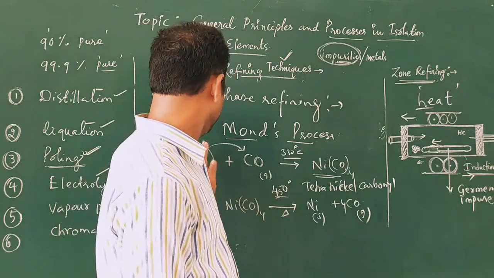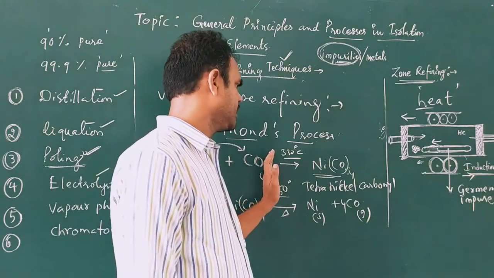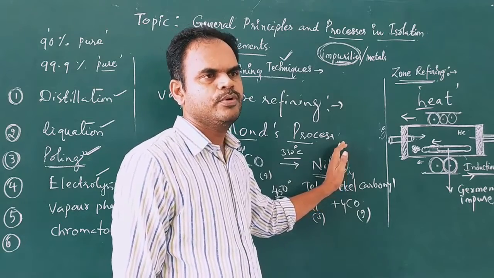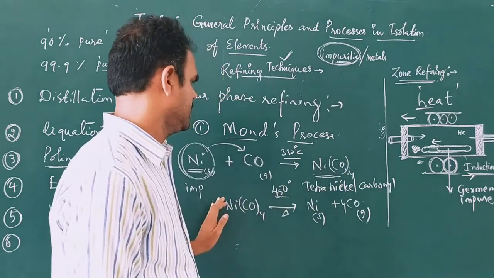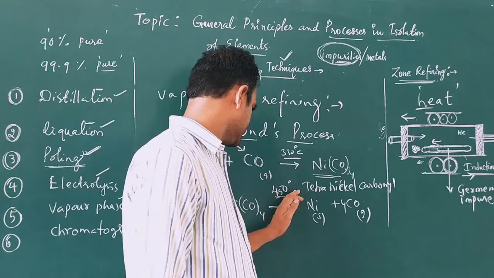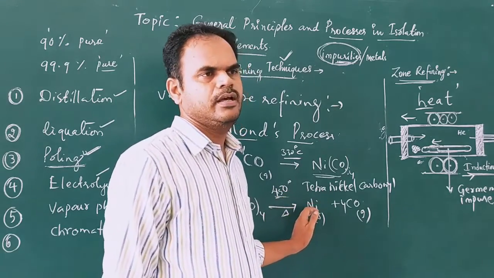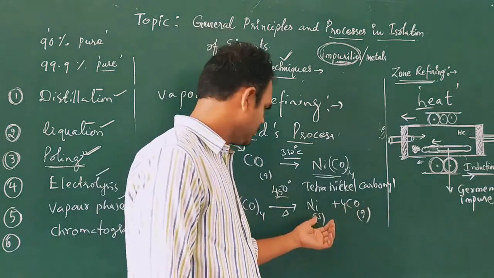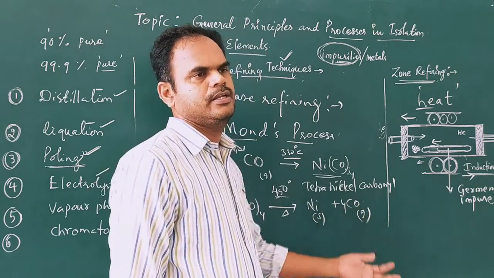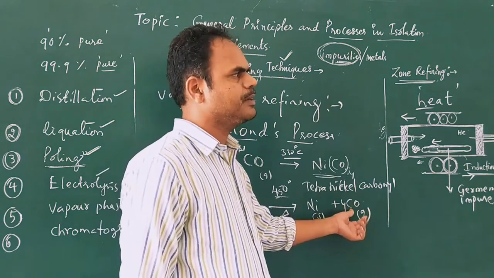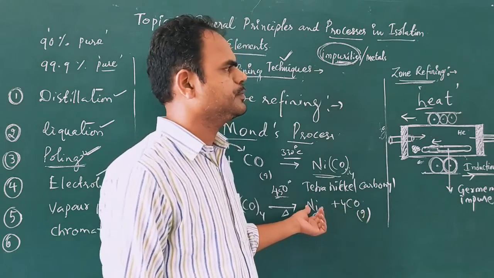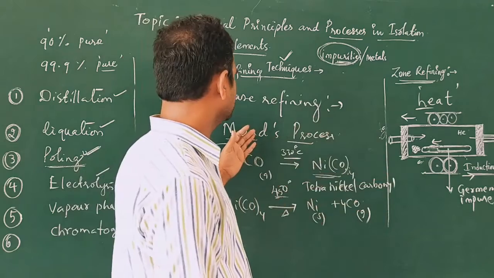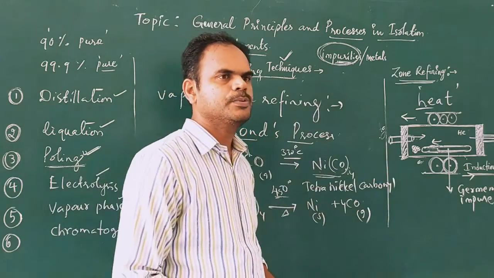Very simple. Impure metal must be heated with carbon monoxide to get the volatile compound. This volatile compound, upon heating at 450 degrees Celsius, undergoes decomposition. In this decomposition, we get pure nickel and carbon monoxide. Carbon monoxide gas escapes from the chamber, nickel is left over, and that is pure nickel, we say. This technique is called Mond's process.